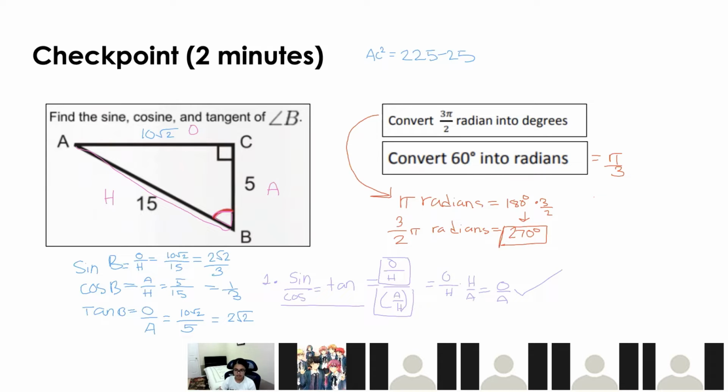And then another important thing. So does anyone notice something about sine of B and cosine of B? The hint is to look at the squares of them, sine squared B and cos squared B.